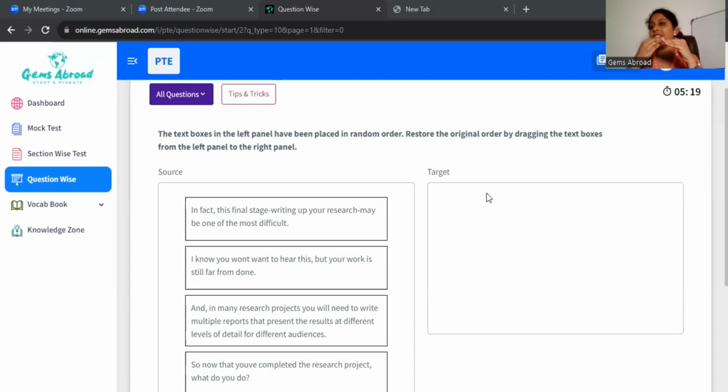So nouns first, then pronouns. If a noun is in the first sentence, the pronoun is in the second sentence. You can easily find out the sentence order from here. Again, the third strategy is full name, short name.